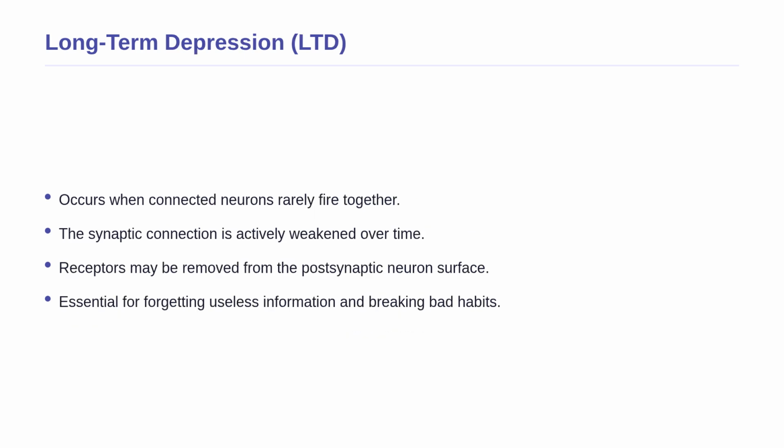While strengthening connections is vital, the opposite process is equally important for a healthy brain. If the two connected neurons rarely fire together, the connection is actively weakened through a process called long-term depression. Just like the forest path becoming overgrown with weeds when abandoned, a neglected synapse loses its efficiency. The postsynaptic neuron might remove receptors, making it less sensitive to incoming signals. This weakening is not a flaw. It is a crucial feature. It allows us to forget useless information, break bad habits, and prevent our neural networks from becoming dangerously overactive. Without long-term depression, our brains would be overwhelmed with unnecessary connections.